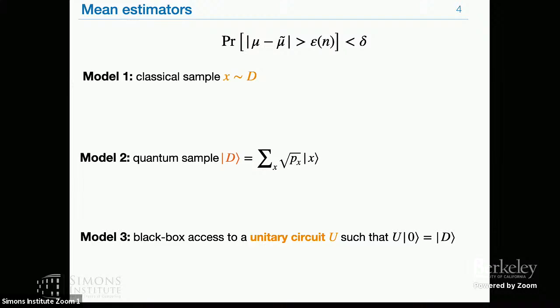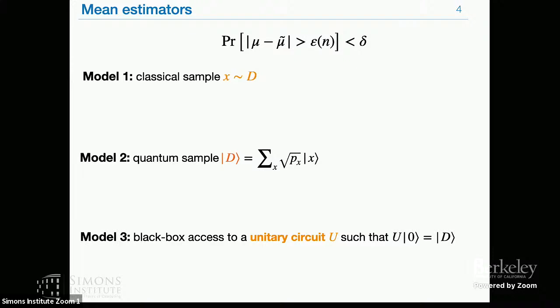A second model, which is of a quantum nature, consists of having a quantum state called a quantum sample, which is just a coherent encoding of your distribution. Okay, so in particular, what you can do is measure this quantum state in the standard basis, and you would obtain a classical sample. So this model is at least as powerful as the previous one.